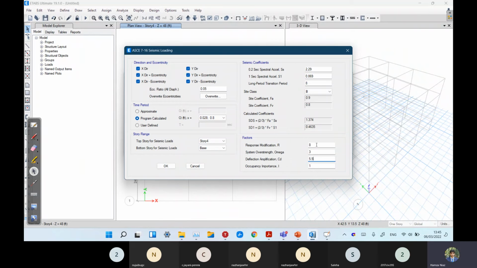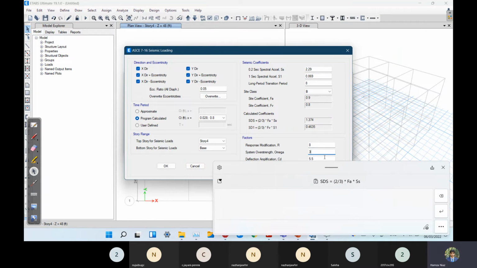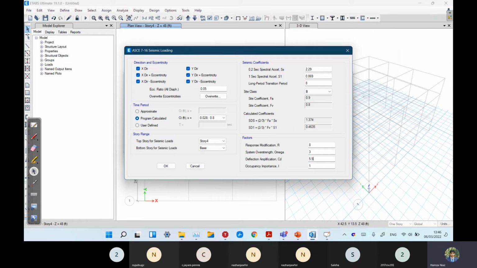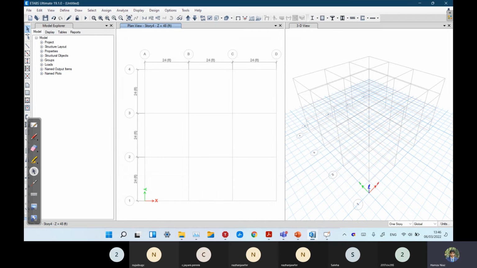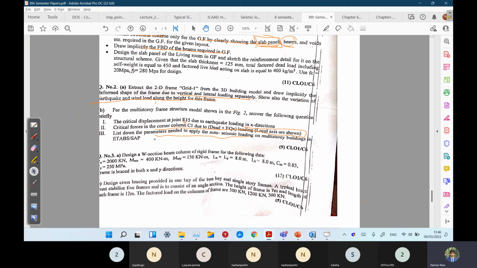R is the response modification factor, depending on building type, omega is the overstrength factor, CD is the deflection amplification factor, and I is the importance factor. You can get these factors from tables. We simply have to mention their values in this and list down these load patterns. So this was all about the multi-story building.